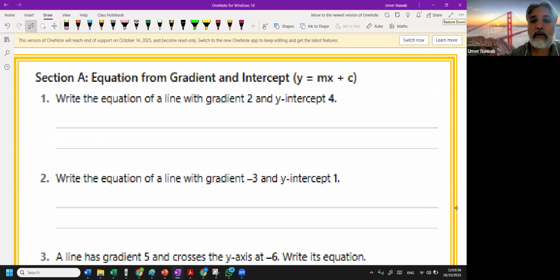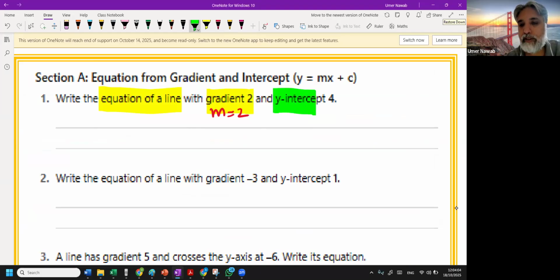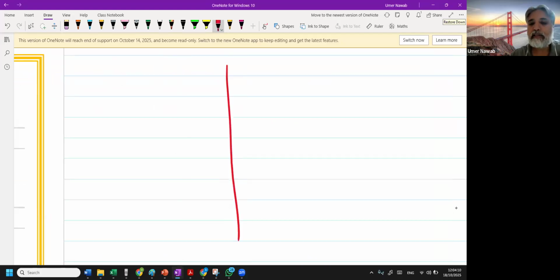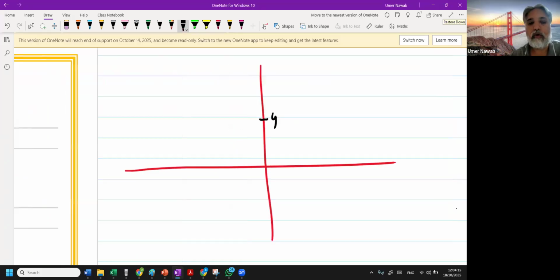He said, can you find the equation of a line whose gradient is 2 and the y-intercept is 4? So c is equal to 4. Let me explain what the y-intercept means. The y-intercept is the point where the line cuts the y-axis, so 4.